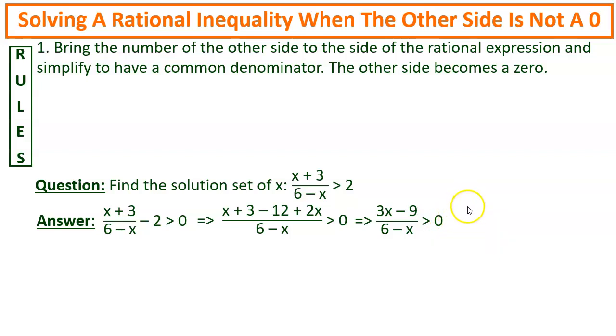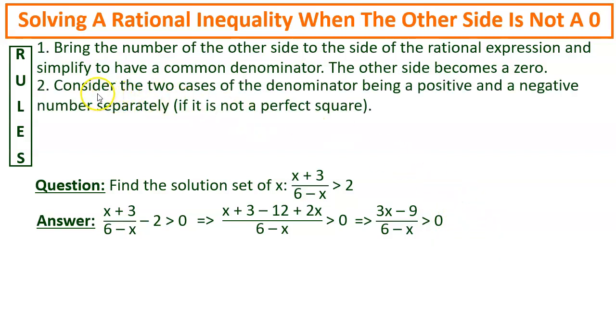Okay. So rule number 2 says, consider the two cases of the denominator being a positive and a negative number separately if it is not a perfect square. 6 minus x is definitely not a perfect square. We do not know anything about this.